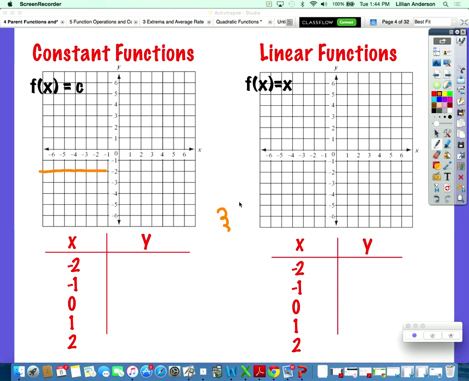Okay, so we're going to start out with your constant functions. What does f of x mean? It's y. So this makes y equals c, some number. So it could be 3, -2, 0. And what does y equals -2 look like? A horizontal line that crosses the y-axis at that constant. That constant really could be any number. Just for this example, we're going to make it -2, so you should go ahead and draw that in.